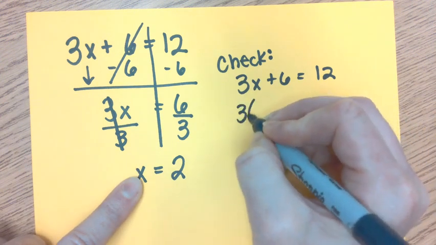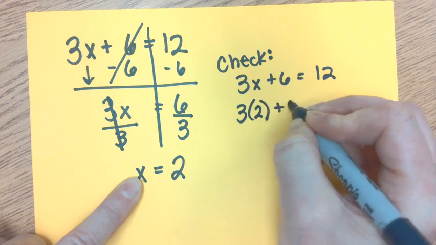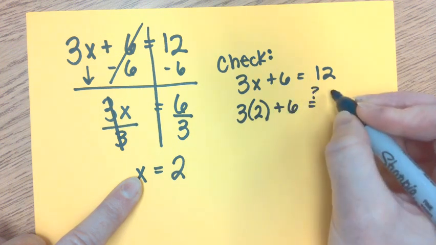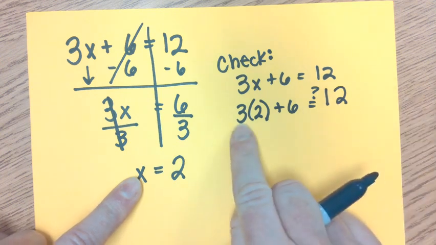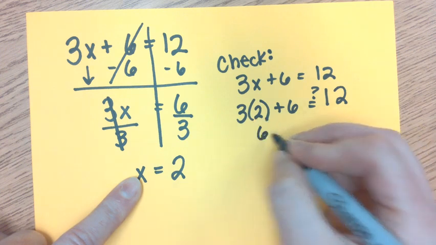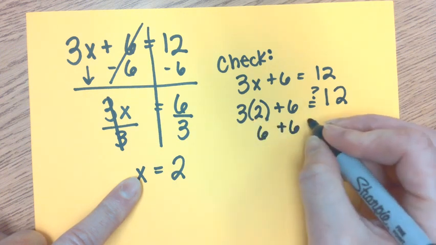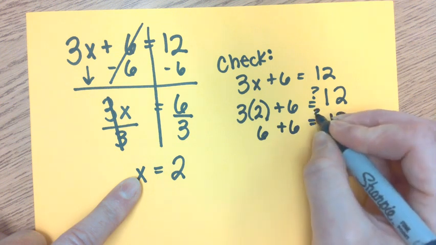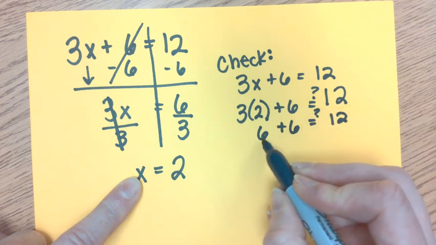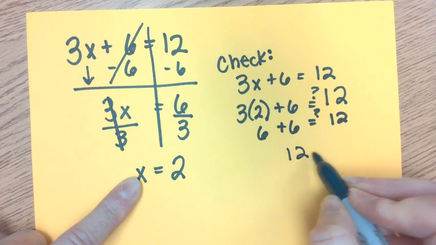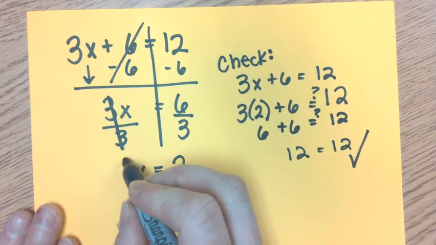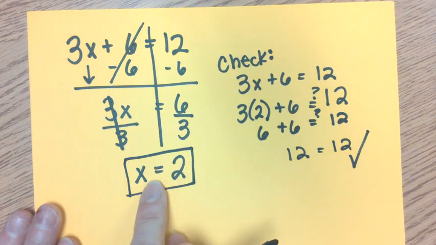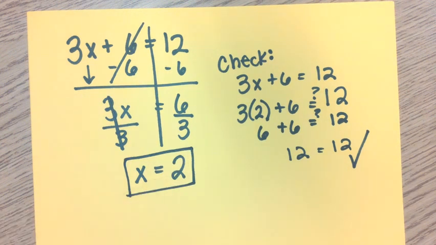So whenever I do that, I'm going to put in parentheses. So I'm going to put a question mark over the 12 because I'm not sure if it equals. If it does, then that means we did it correctly. 3 times 2 is 6, plus 6 more. Then I continue doing the left side. 6 plus 6 is 12, and 12 does equal 12. So we did it correctly. So now I can box in my answer. x equals 2 is my answer.